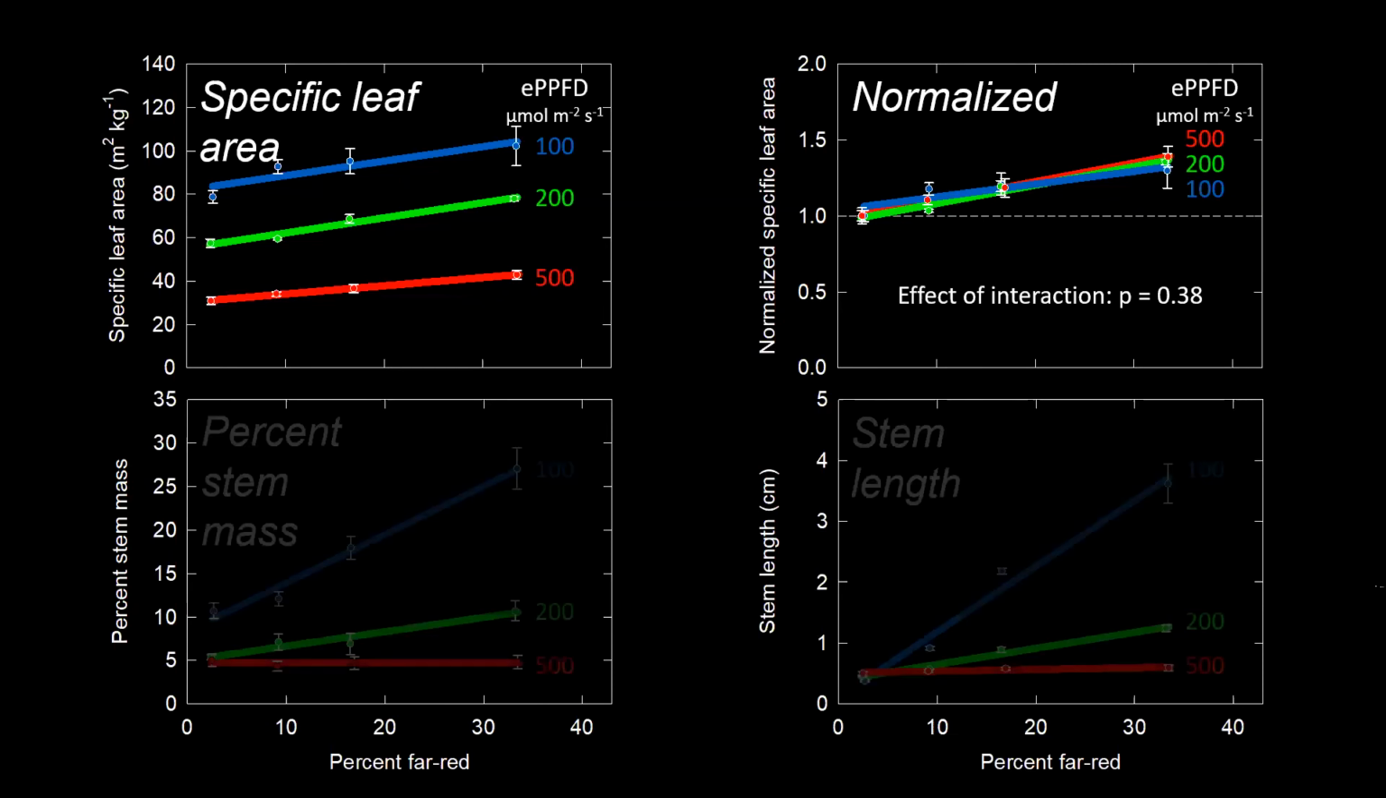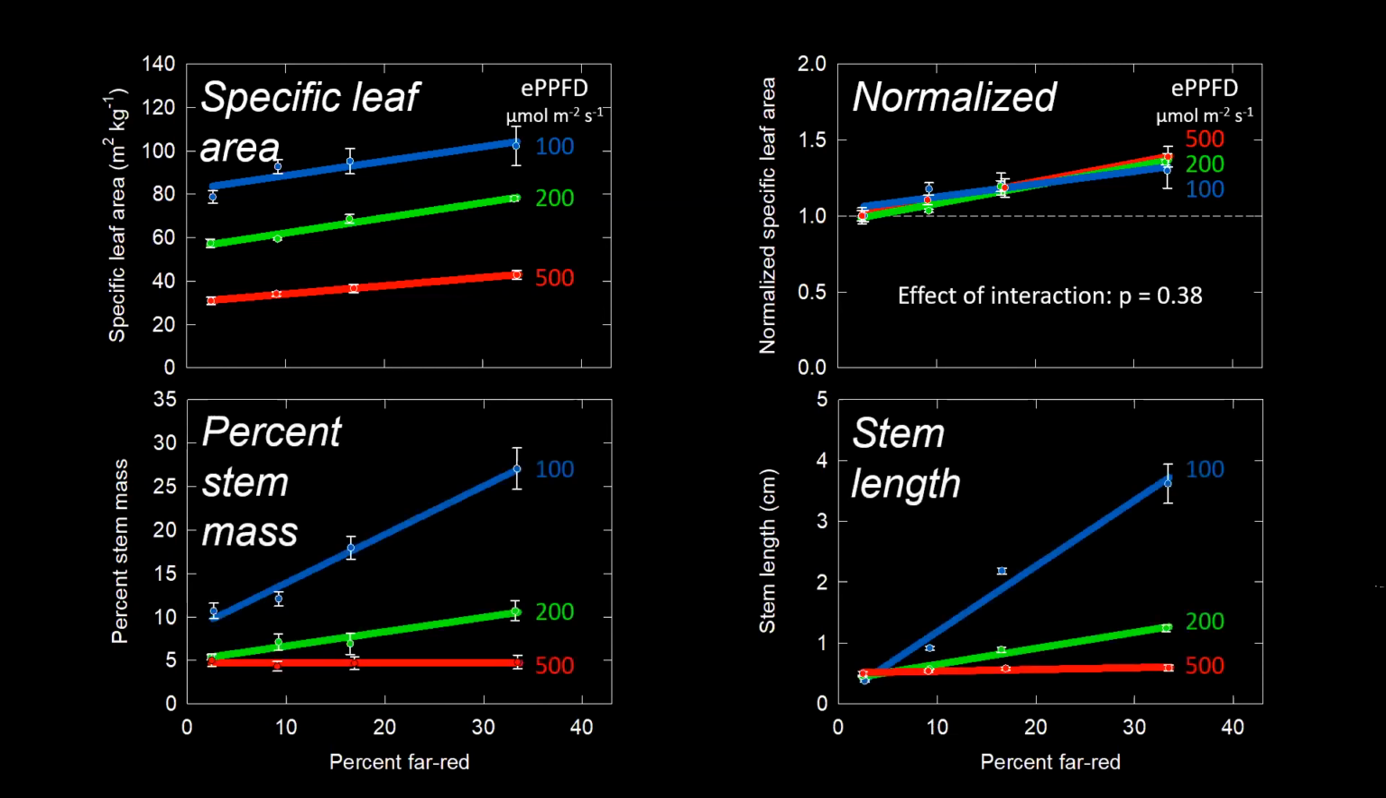And as I mentioned, specific leaf area is the indication of how leaves are expanding given the allocation of biomass to the leaves. So we wanted to look at how plants were allocating their biomass between different organs. If you look at increasing percent far red here at the high intensity, we see that there was no effect. The lettuce plants allocated very little biomass to their stems when the intensity was high. But now if we compare it to low intensity, as we increase percent far red from 2 to 33%, we see that the lettuce plants allocated much more biomass from their leaves to their stems.